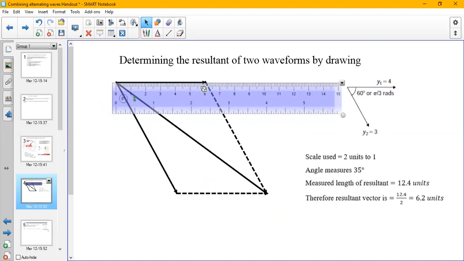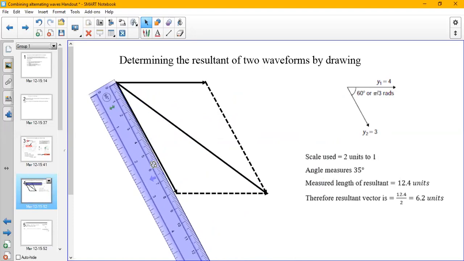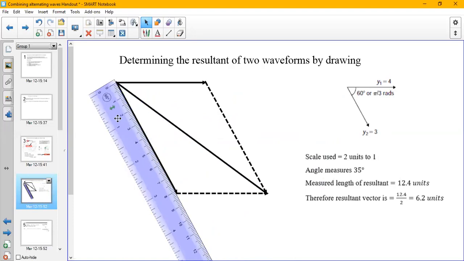So I've extended that to 6 centimeters because that's representing 3. And this one down here is at an angle of 60 degrees, and it's 6 centimeters long, more or less. What I'm trying to get across here is the accuracy that you can do this to, bearing in mind that you're drawing.